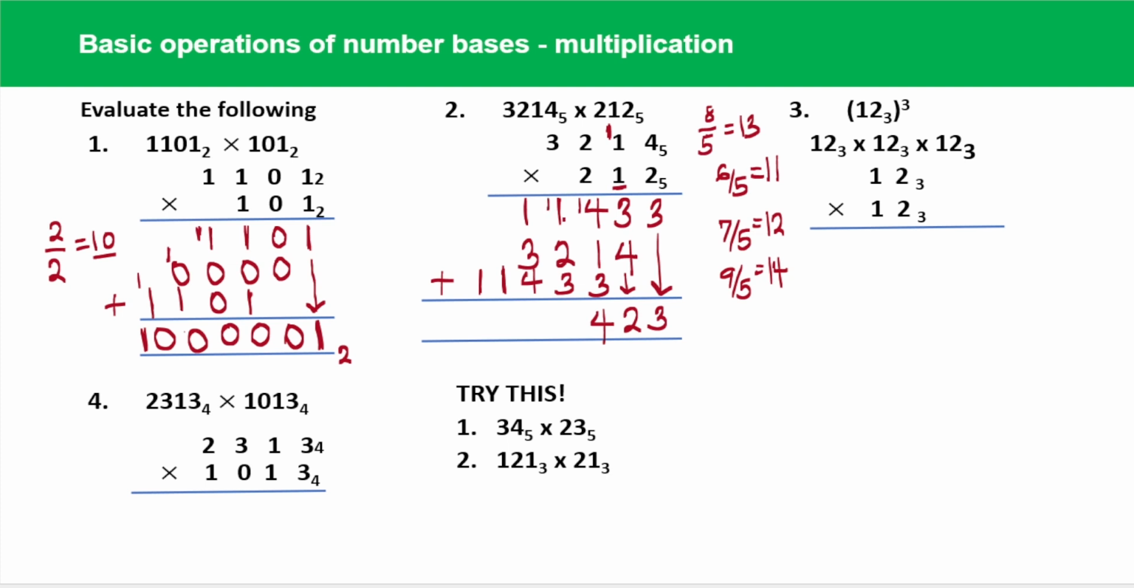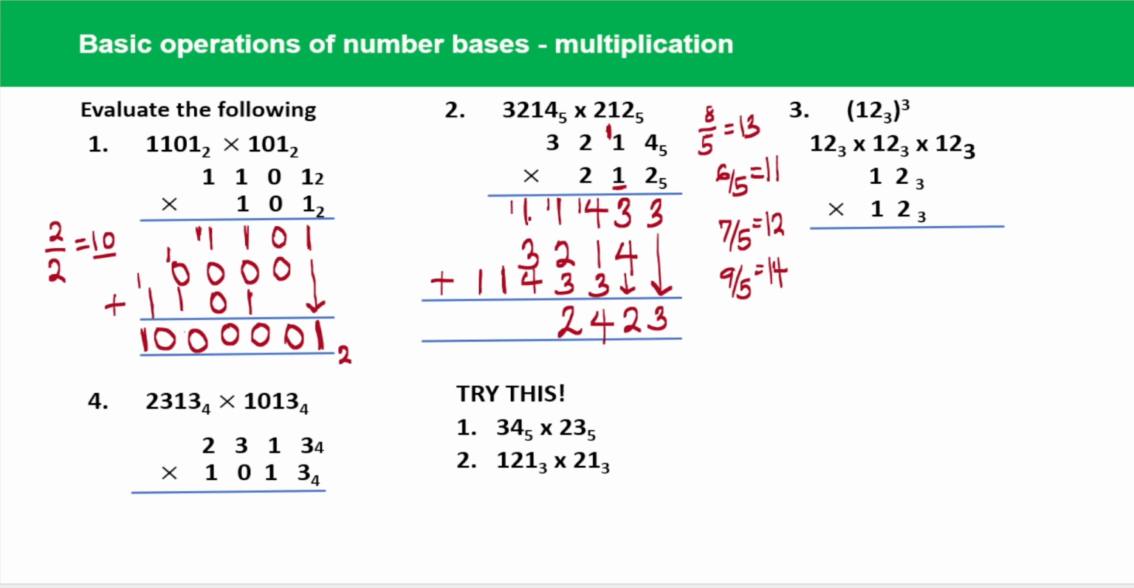1 plus 1 is 2, plus 2, that's 4. 4 plus 3, that is 7. So we cannot write 7 here again because it's more than our base. So again, we do 7 divided by 5. That will be 1, remainder 2. That's 2. Then we carry 1.